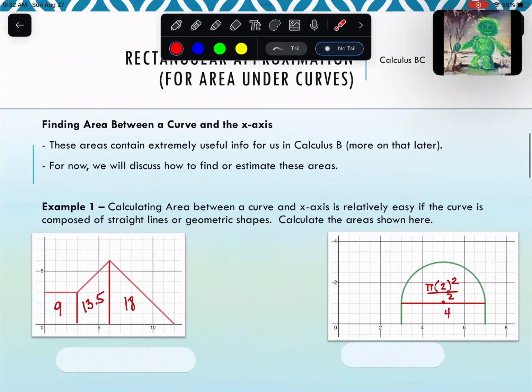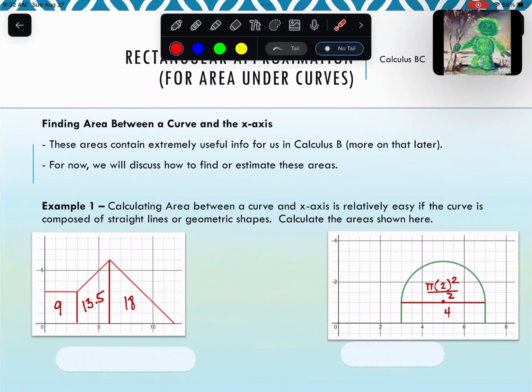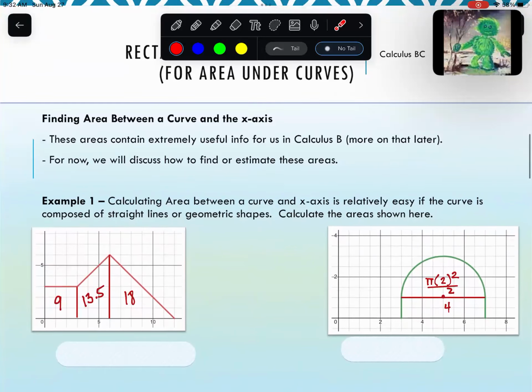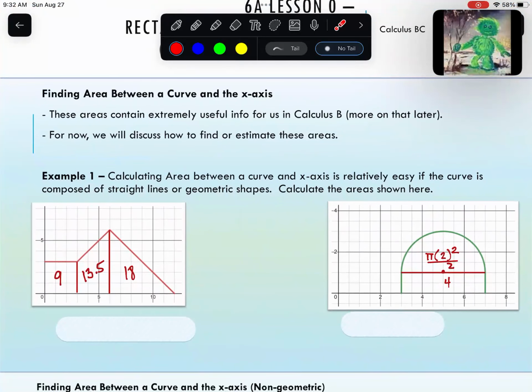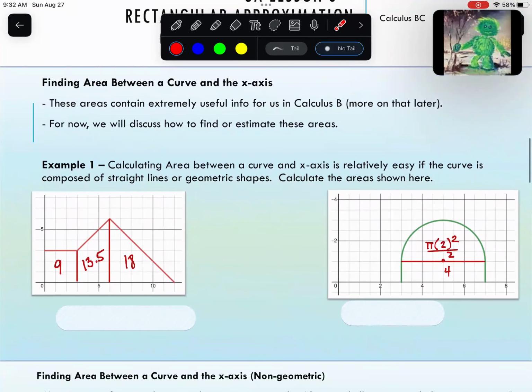Example 1. Calculating area between a curve and the x-axis is easy if the curve is made up of straight lines or nice geometric shapes like a circle. So here are a couple examples. I've got a function on the left that is composed entirely of straight line segments. And as you can see, we can easily break up the areas below the curve into nice geometric shapes. I see what appears to be a square next to a trapezoid, next to a triangle. So to find the area of that region, we're just going to add up those geometric areas.